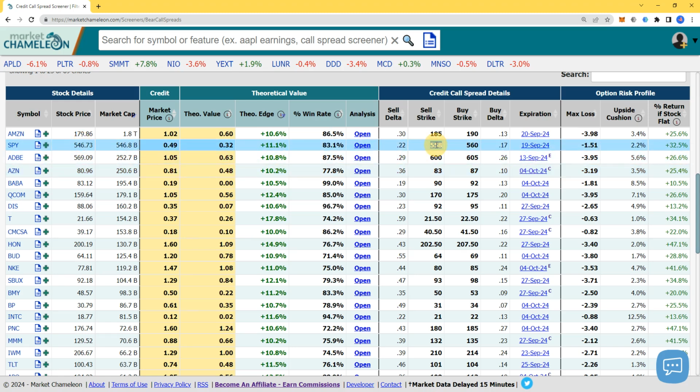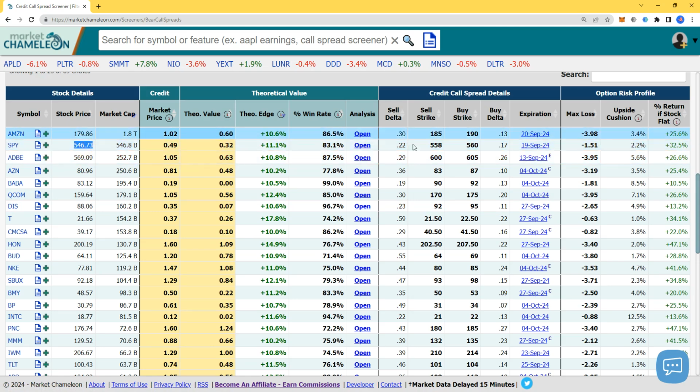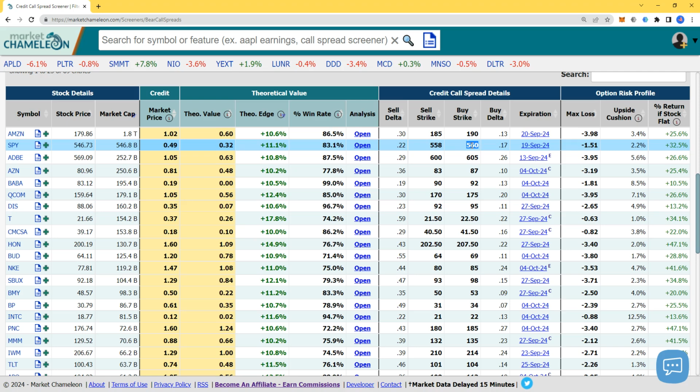And it tells you to sell the 558. This is for small accounts. You sell the 558 calls and you buy the 560 calls. So your max loss is if the SPY, which is now 546, goes above 560 by expiration 10 days from now. And then, only then you will lose $150.